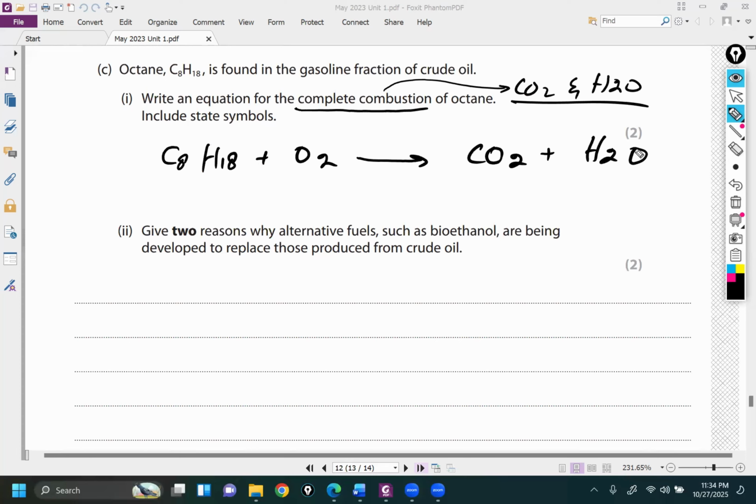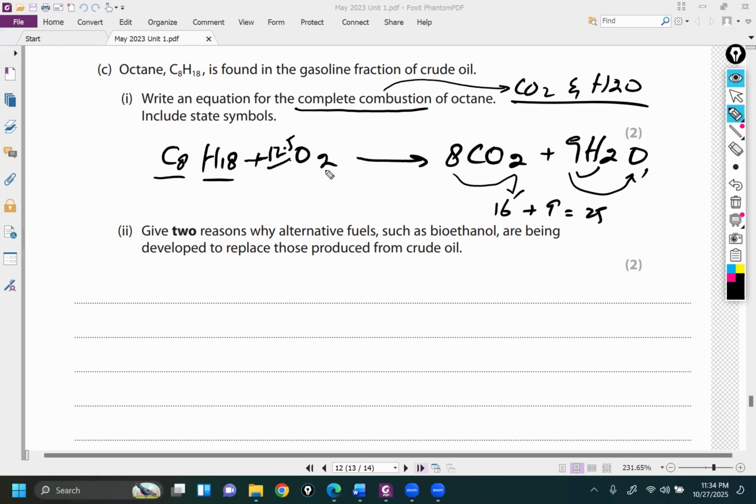1 mark. To get the second mark, you have to balance it. Carbon is 8, so make it 8. Hydrogen is 18, so make it 9 water. Now, oxygen is 8 times 2, 16, plus 9 times 1, 9. So this is 25. So you can write here 25 over 2. Or if you are confused with this, you can say that 25 over 2 means 12.5. Plus 12.5 times 2, so you'll get 25. And this is the balanced equation.